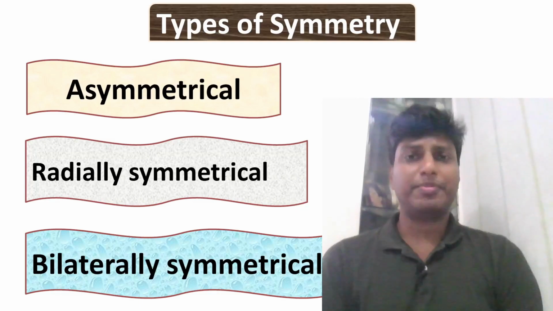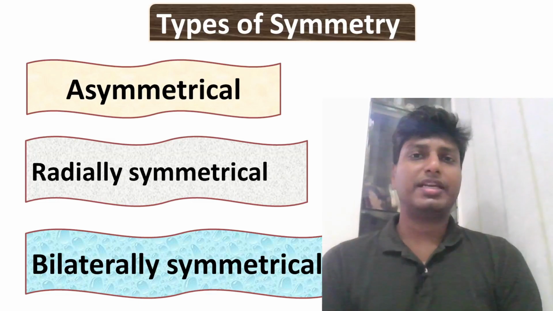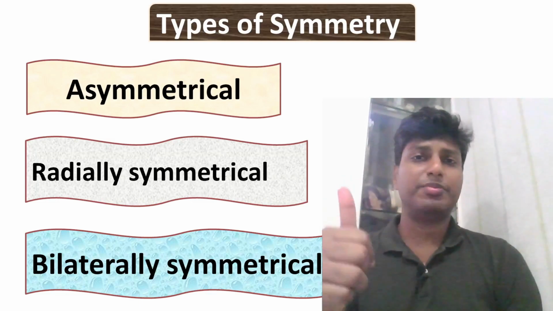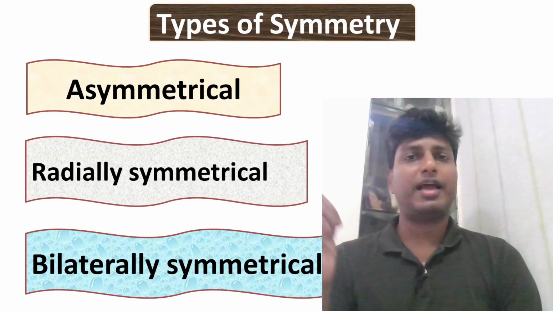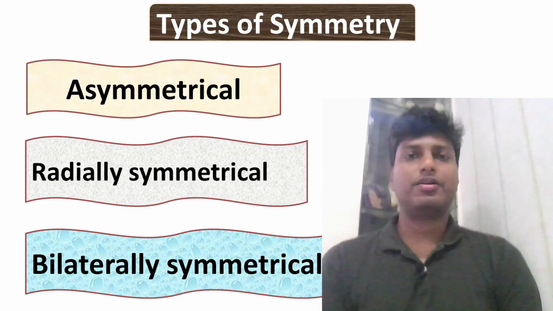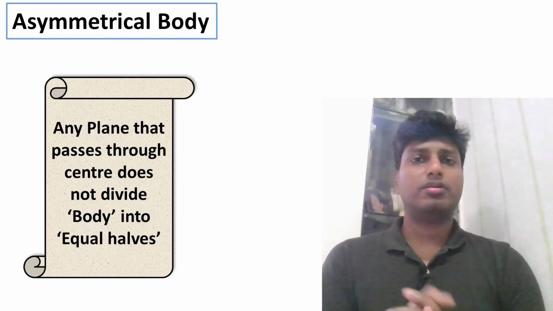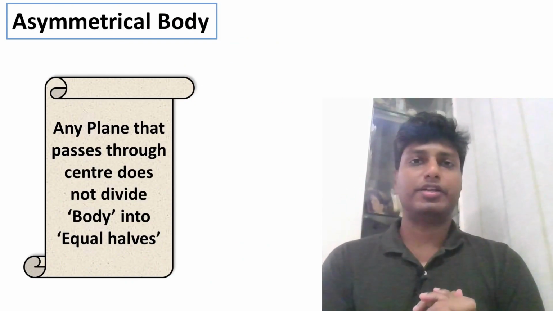So dear students, let me tell you there are three basic types of symmetries as far as the body type is concerned. What are the three basic types of symmetry? They are nothing but asymmetrical, radially symmetrical and bilaterally symmetrical bodies. One by one, let us try and understand what is asymmetrical, what is radially symmetrical and what is bilaterally symmetrical. So the first type of body is asymmetrical body, dear students. So what do we mean by asymmetrical body?